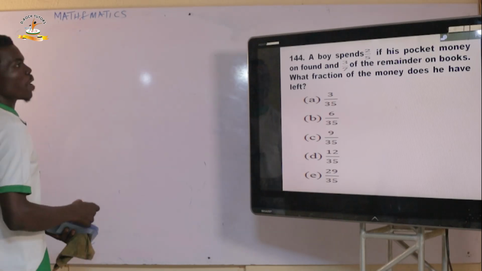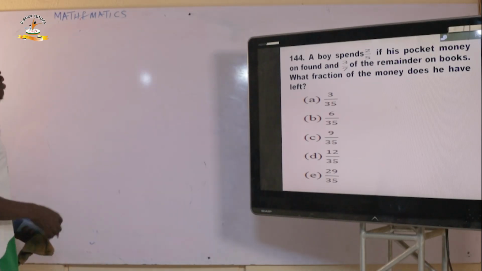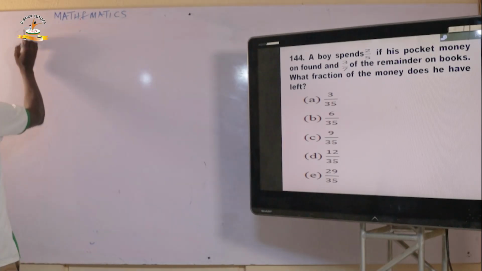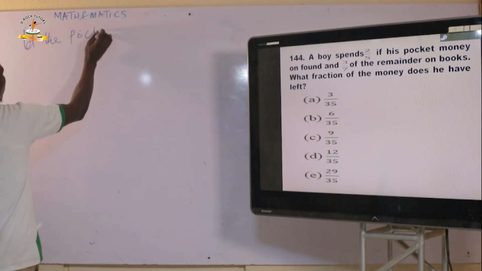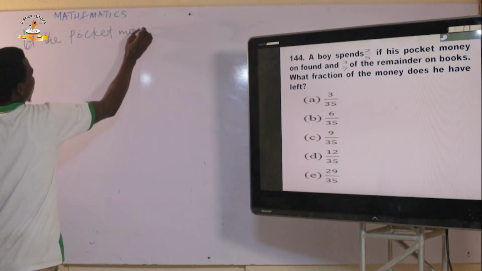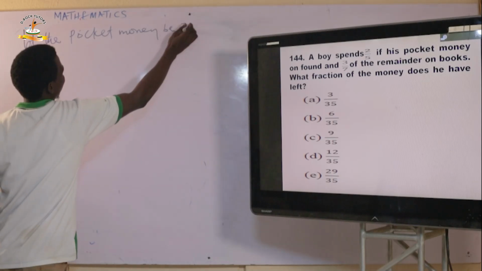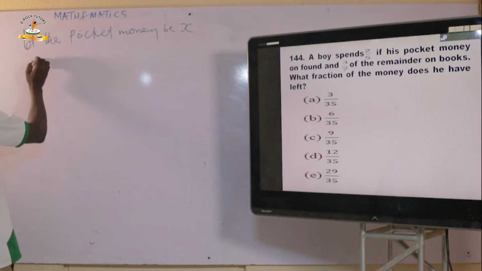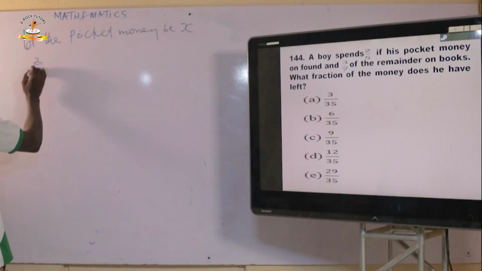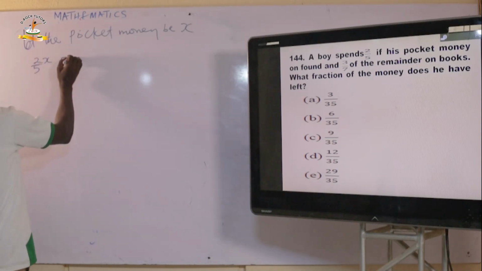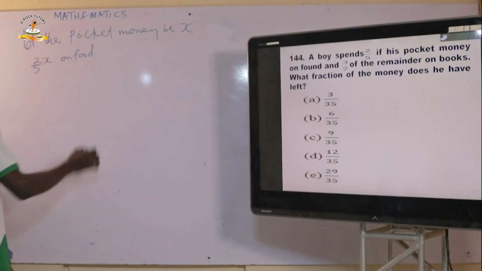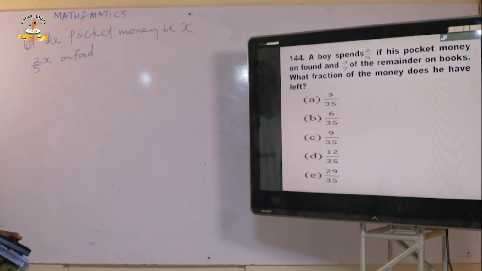So a boy spends 2/5 of his pocket money. I don't know his pocket money, so let the pocket money be x. So 2 over 5 of x on food, and 3 over 7 of the remainder on books.